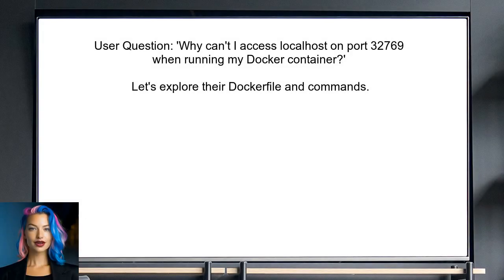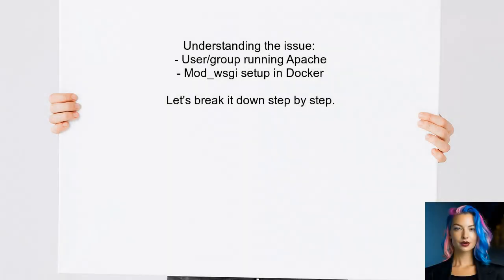Let's dive into the specific question at hand. One user asked, "Why can't I access localhost on port 32769 when running my Docker container?" They provided their Dockerfile and some commands they ran, which gives us a great starting point. To understand this issue, we need to consider a few factors. It could be related to the user or group running Apache, or perhaps the way mod_wsgi is set up in the Docker environment. Let's break it down step by step.